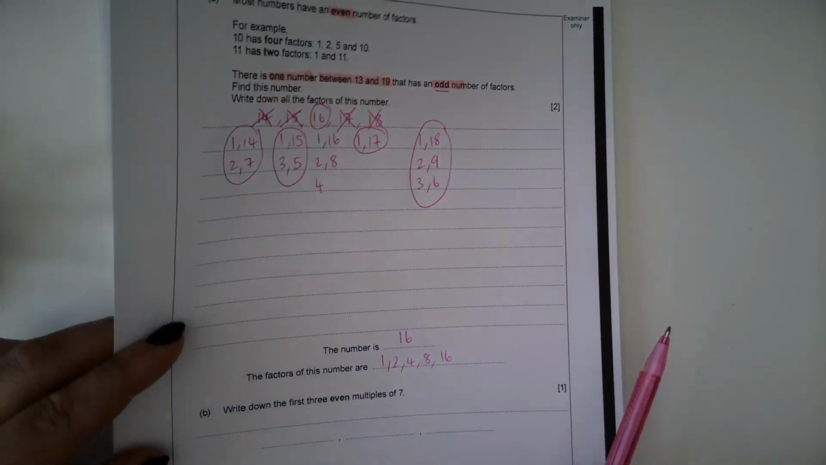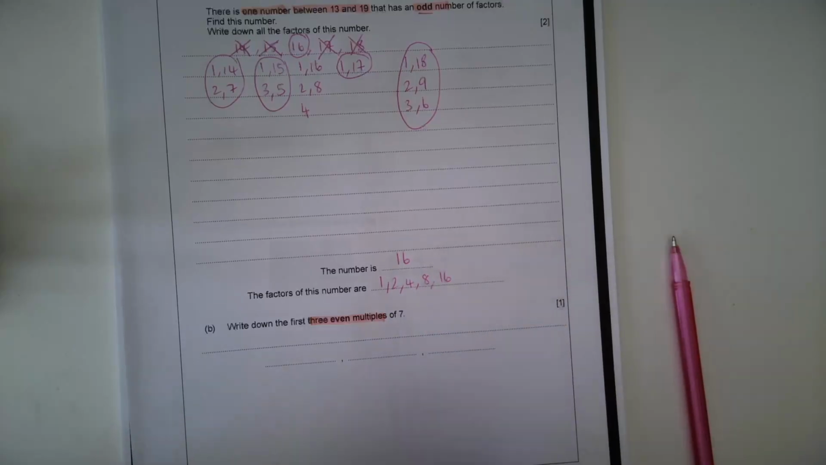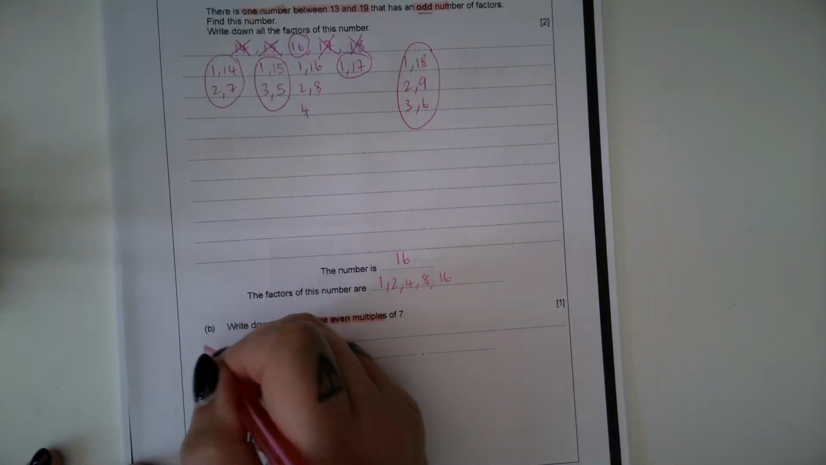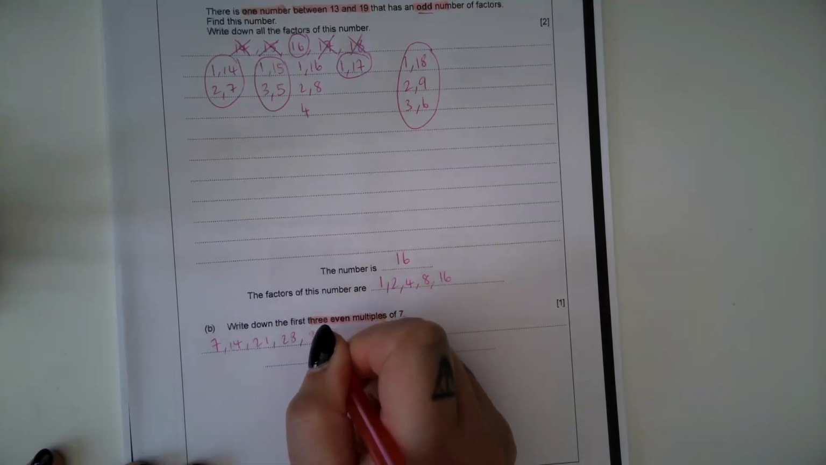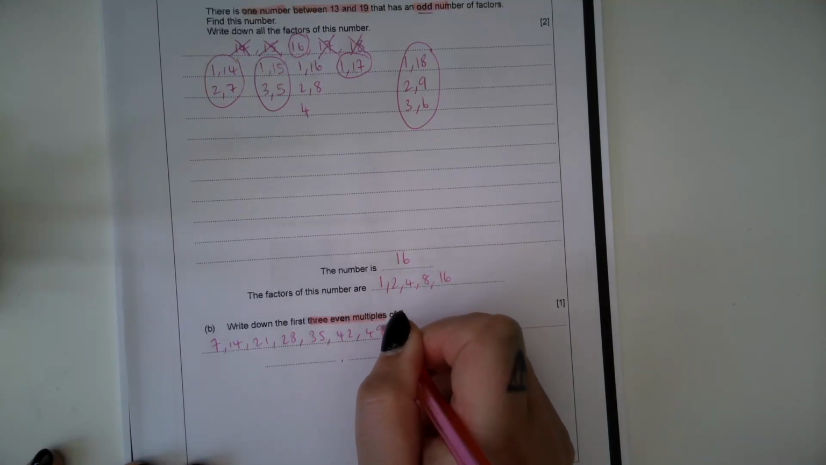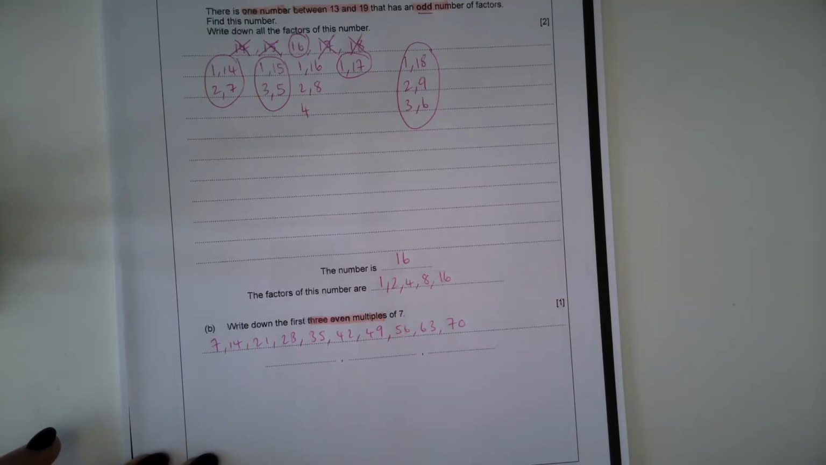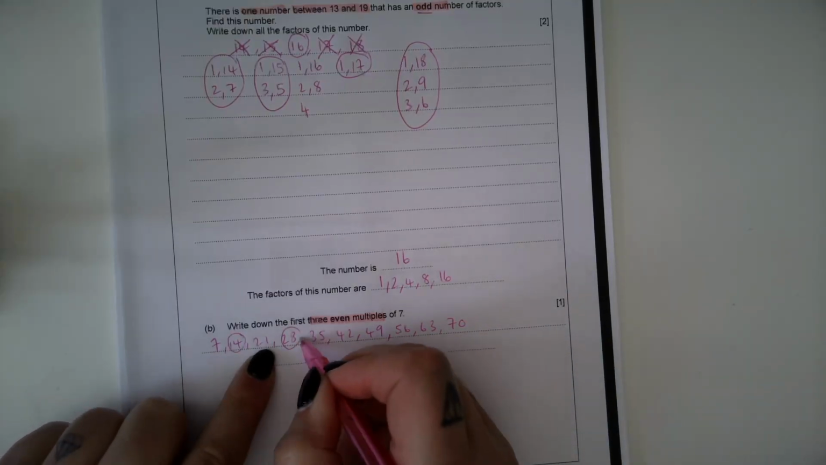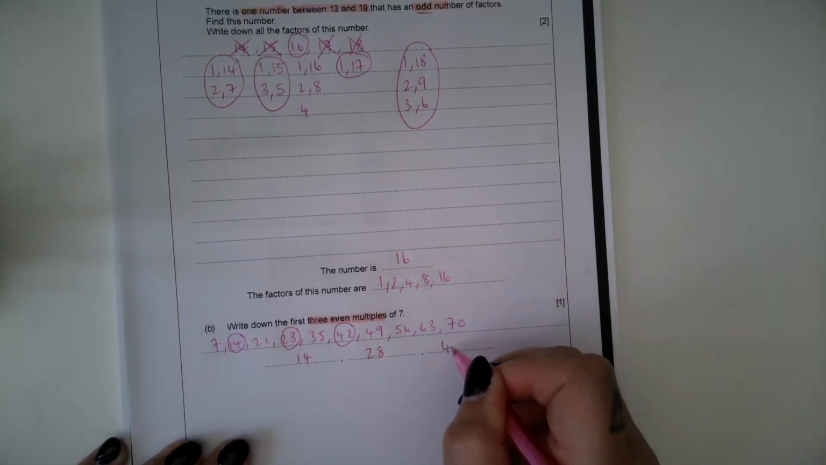Part B. Write down the first 3 even multiples of 7. Okay, the first 3 even multiples of 7. So multiples are the times tables. So we're going to do our times tables for 7. So we have 7, 14, 21, 28, 35, 42, 49, 56, 63 and 70. So we want the first 3 even multiples. So 14, 28 and 42.